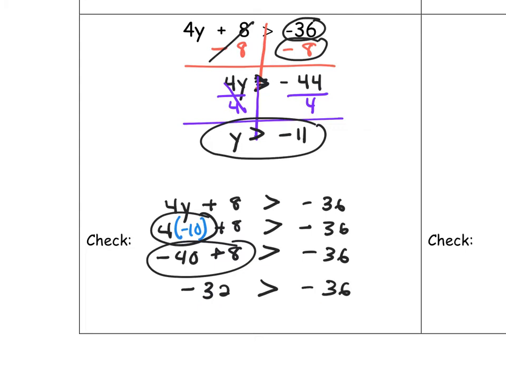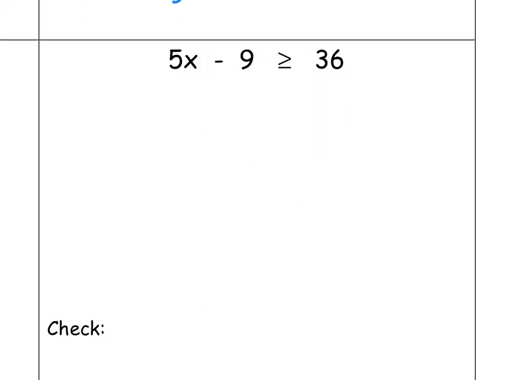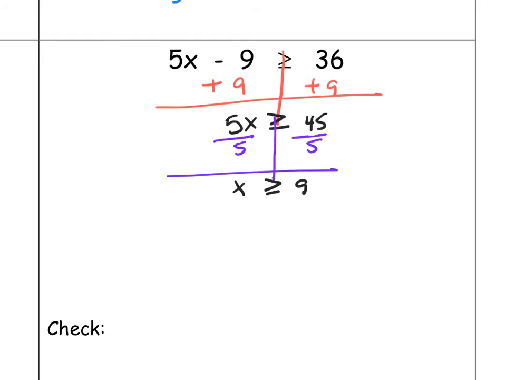So please try the next inequality on your own. What is the solution for 5x minus 9 is greater than 36? The solution is x is greater than 9. And so I need to choose a number that's greater than 9. I could again start with 9 because that would satisfy the solution to this equation. However, we want to check a number that's greater than 9.